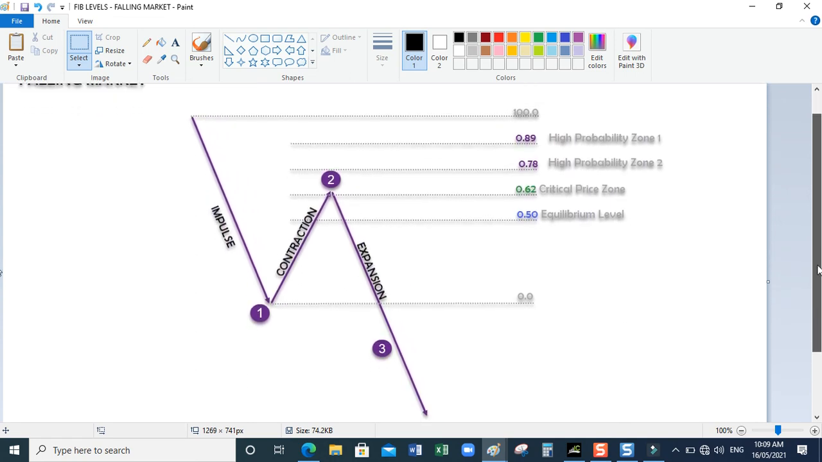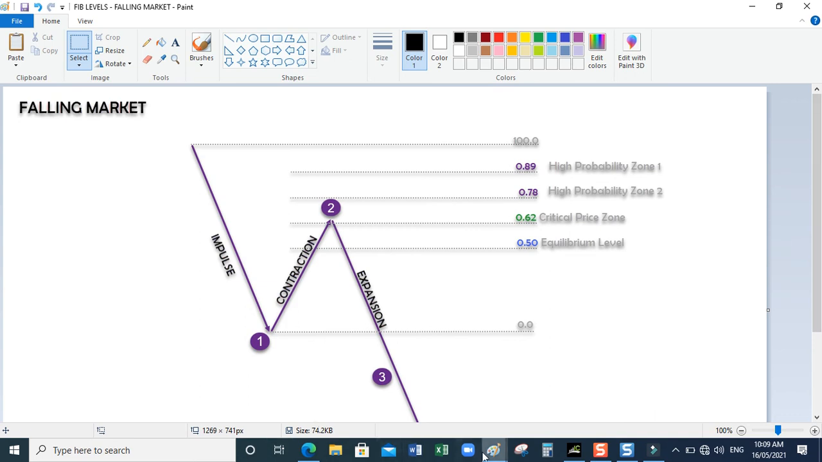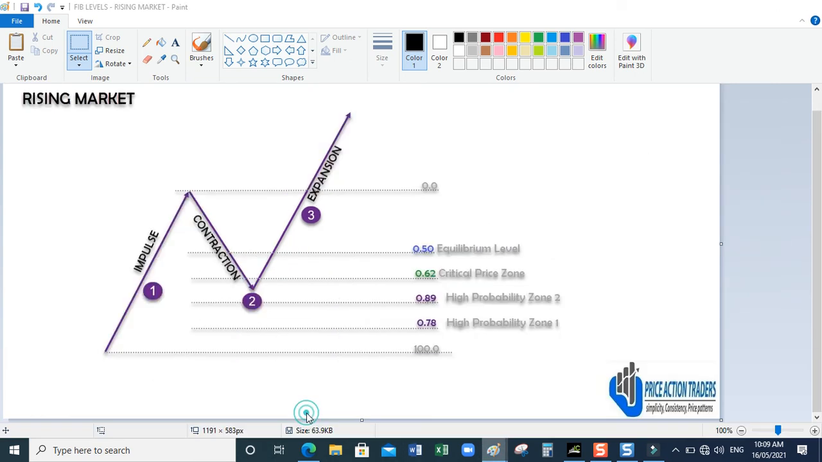Then we have the opposite side of it, which is a rising market. This is a rising market. This is an impulse movement upward, price moves upward. Then it contracts against the impulse to a specific Fibonacci level, 50, 62, 78, 89. Now we have this expansion.